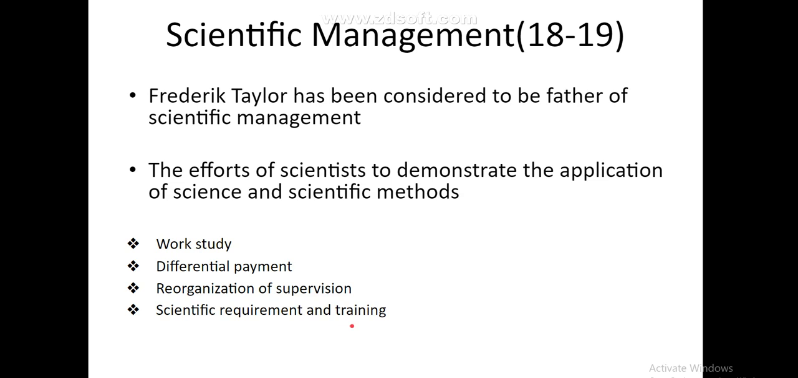The other thing is scientific requirement and training. In this, Taylor suggested that there is a need for scientific training and development of a worker to carry out the specific work in a more productive way. He also believed that good cooperation between the management and the workers would lead to increased production and profits to both the sets of people, that is management as well as the worker. So Taylor's concepts of scientific management were well accepted and practiced in almost all the industries. So now let us look at some of the objectives of the scientific management which were identified by Taylor.